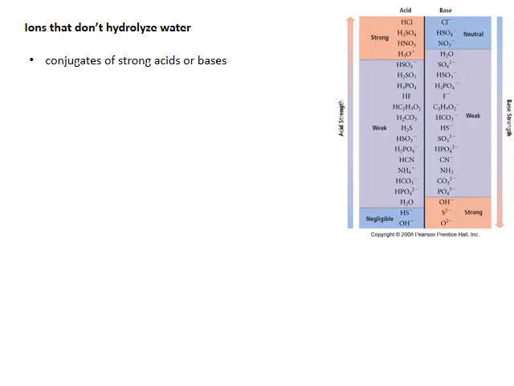So far, we've seen examples of ions that act as acids or bases or both. However, some ions don't hydrolyze or react with water at all. Examples include ions that are conjugates of strong acids or bases. For example, chloride. Chloride ions will not alter the pH of a solution.